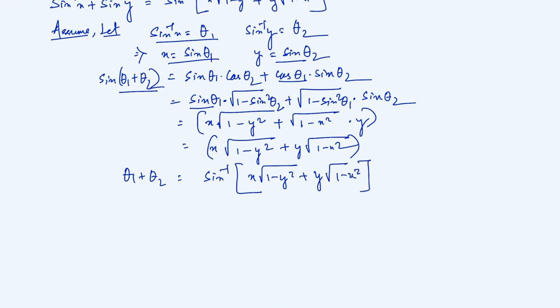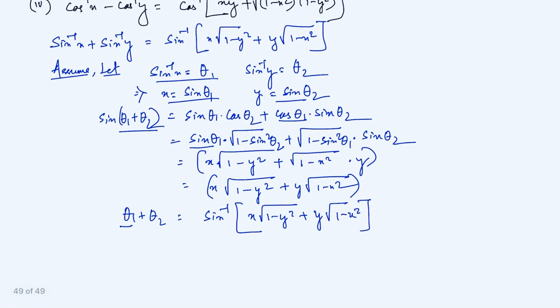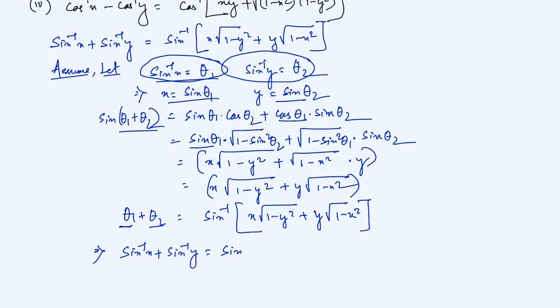Okay, but what is theta 1 exactly? Theta 1 exactly is sine inverse of x, and what is theta 2? That is sine inverse of y. So now instead of theta 1 and theta 2, we are going to replace sine inverse of x and sine inverse of y. So it is going to be sine inverse of x plus sine inverse of y is equal to sine inverse of x into square root of 1 minus y square plus y into square root of 1 minus x square. Okay, this is the final answer that we have derived.